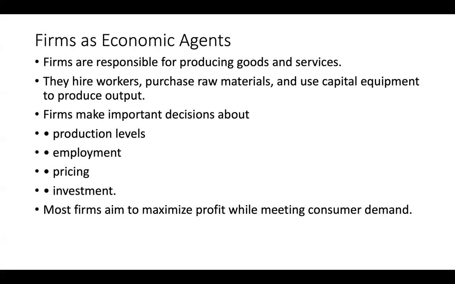They think about the production function, the level of production they should embark on, the number of employees, the pricing of their product, and the investment decisions. In making such decisions, they think about maximizing profit whilst meeting consumer demands. They can't just say, oh, I want to produce something without thinking about profit. So the major motive of any firm is to maximize profit. And how can they maximize profit? By meeting the demands of the consumers.